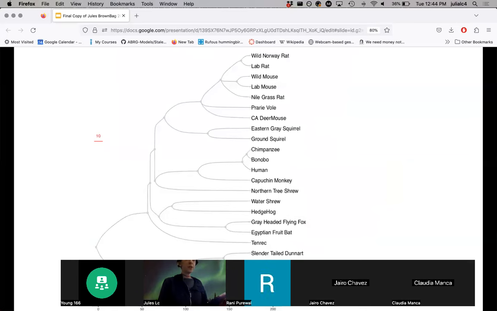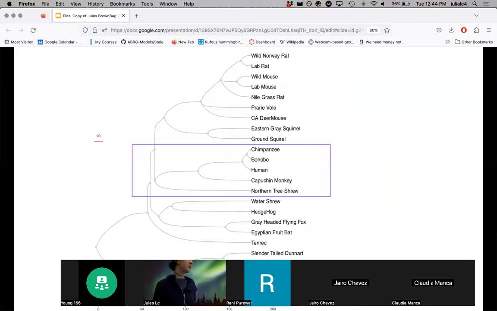Just to situate how much of the mammal lineage we're covering, it's still a pretty small sample, but this is where primates are and this is where humans are in evolutionary history. We do have the northern tree shrew, and that is probably the closest one to primates that we're looking at. Otherwise, we're mostly looking at rodents and marsupials.